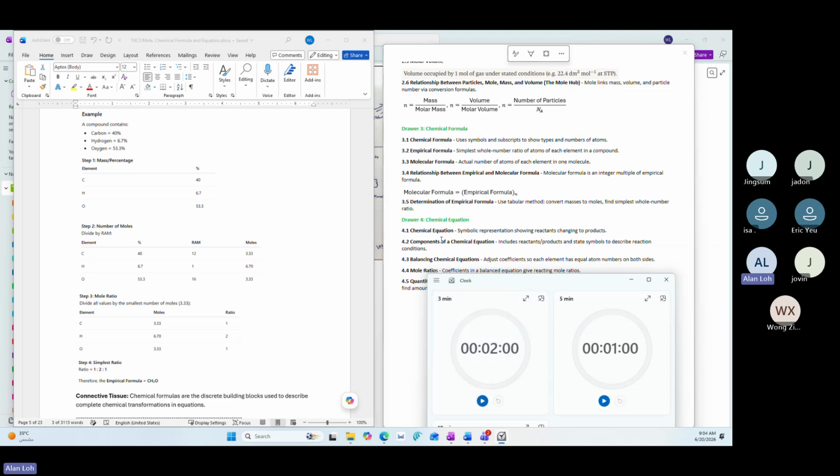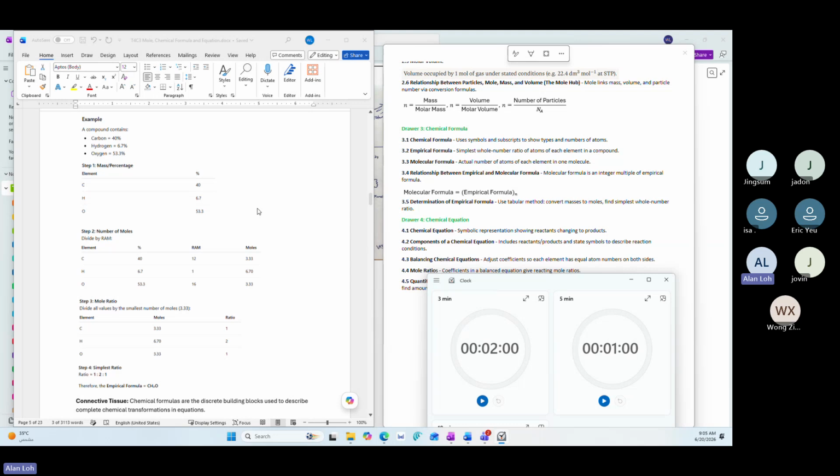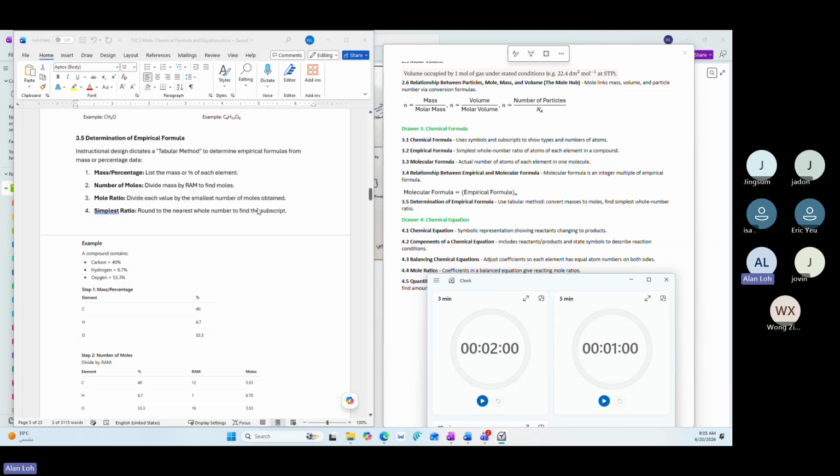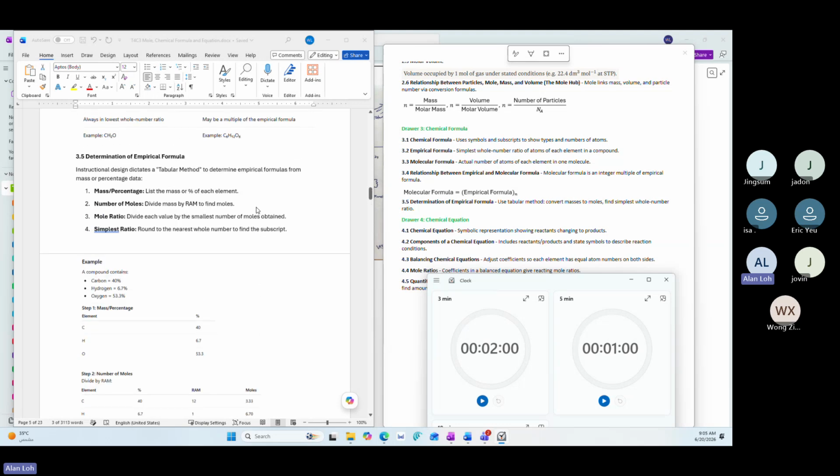Right. So this is chemical formula, and there are only a few important terms that you need to know: chemical formula, empirical formula, molecular formula, and what is that? I think for now you already have some ideas. Don't expect yourself to have full understanding.